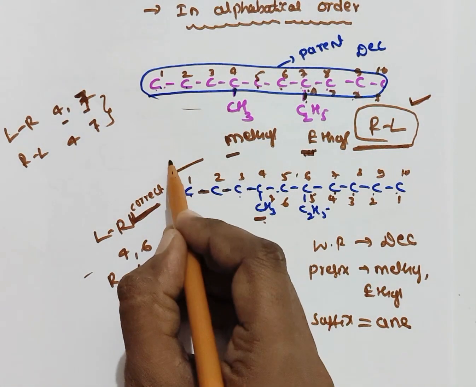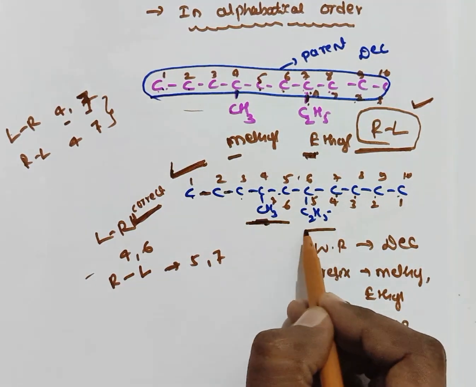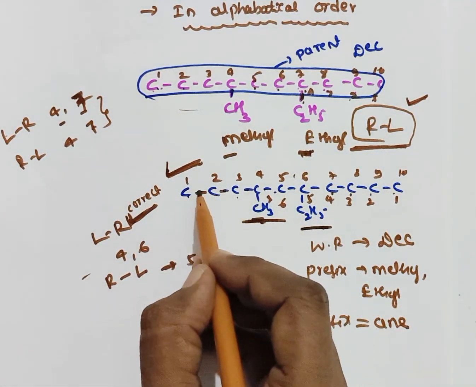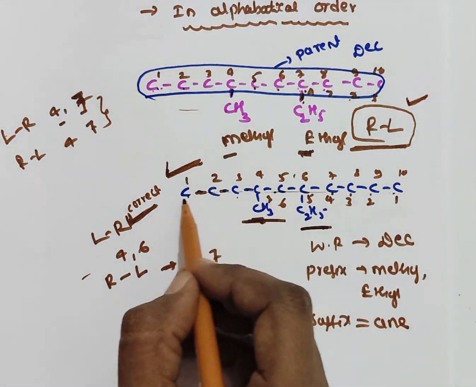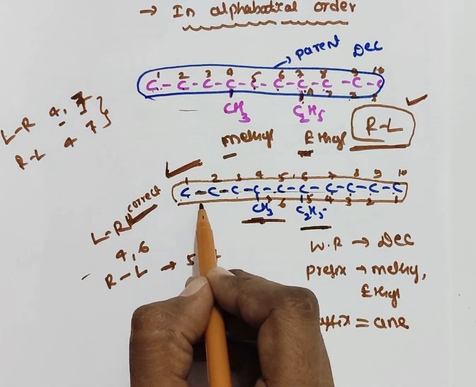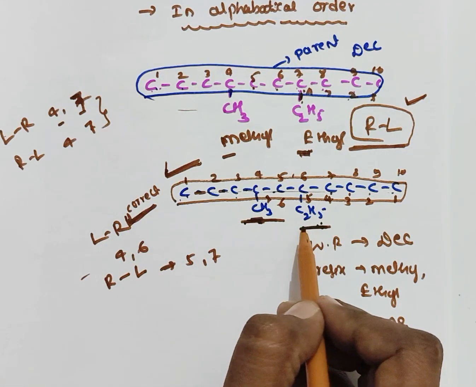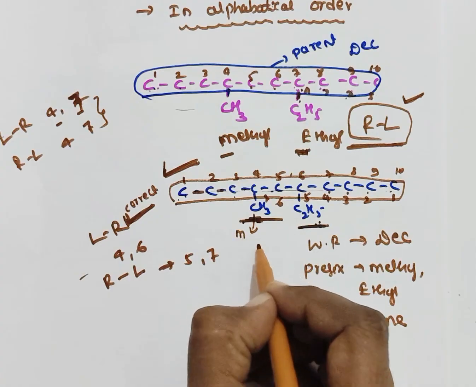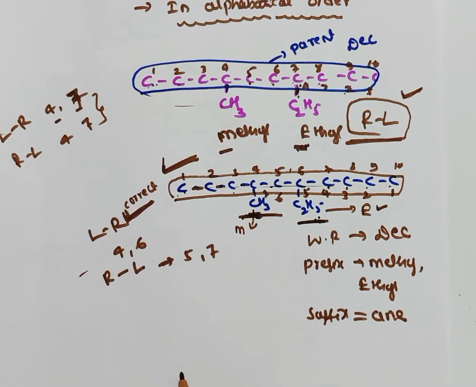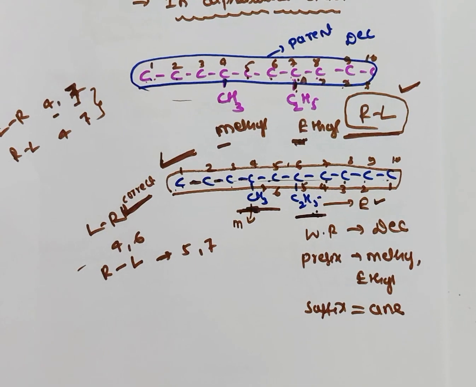Take this example. In this compound, two prefixes are there: one is methyl, another one is ethyl. What is a prefix? Whatever is not present in our parent chain is called a prefix. The straight chain is the parent chain. Yes or no? Except the parent chain, this group and this group, methyl and ethyl, these two are prefixes. Methyl starts with M, ethyl with E. Alphabetically E comes first, therefore first we write ethyl.